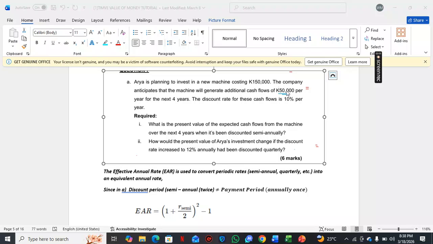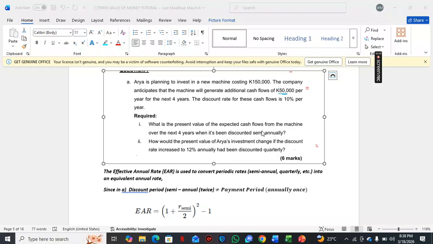Additional cash flows of 50,000 per year for the next 4 years. The discount rate for these cash flows is 10% per year. Number 1. What is the present value of the expected cash flows from the machine over the next 4 years when it's been discounted semi-annually?